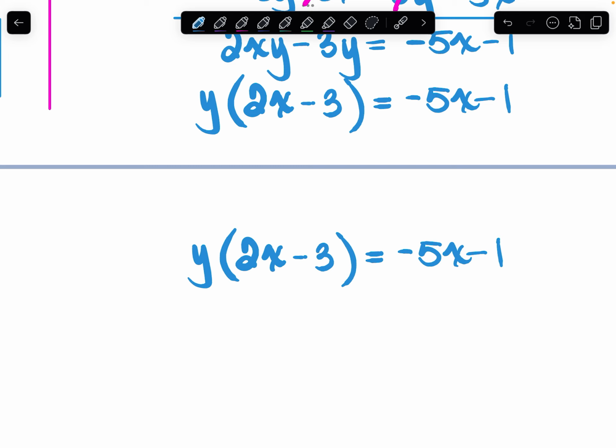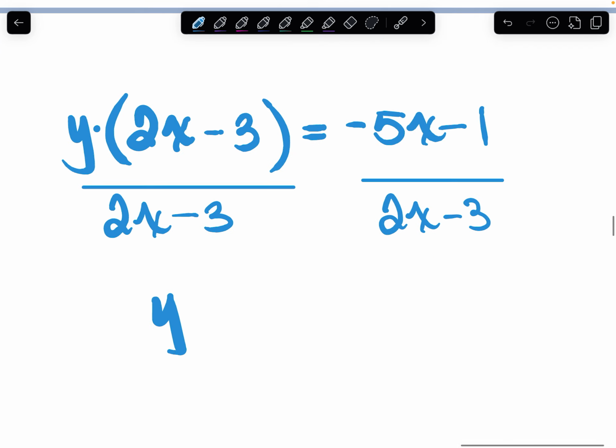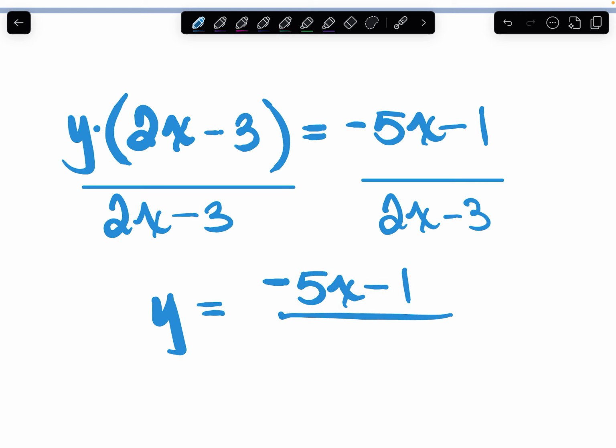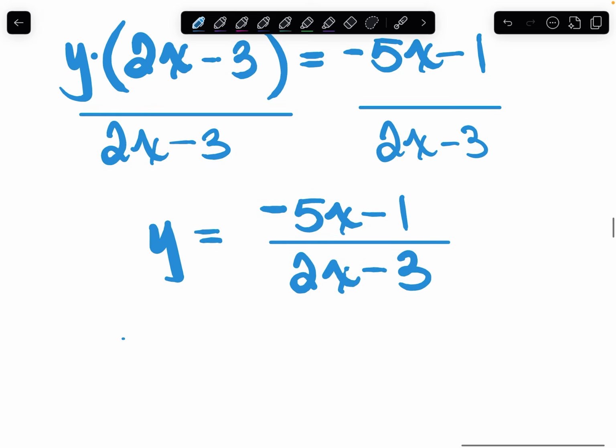All right, and then last, that y right there is attached with multiplication. So we just need to remove everything that's being multiplied by it. To undo multiplication, we divide. So we're going to divide, that's a very crooked bar, by 2x minus 3 on both sides. So that's going to give us our y by itself. And then we have negative 5x minus 1 divided by 2x minus 3. And just don't forget to be fancy.